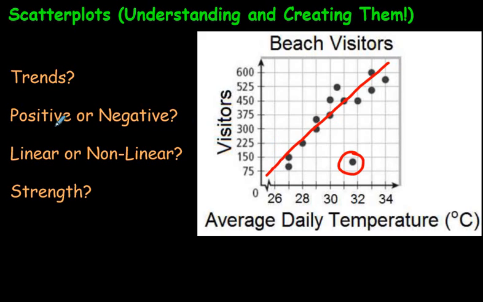As far as positive or negative, well, this is a positive trend. It's a positive line here. It's moving upwards from left to right. A negative would be going downhill from left to right. It would be going downhill. And there are scatter plots that go downhill. Okay? It could be the other way around.